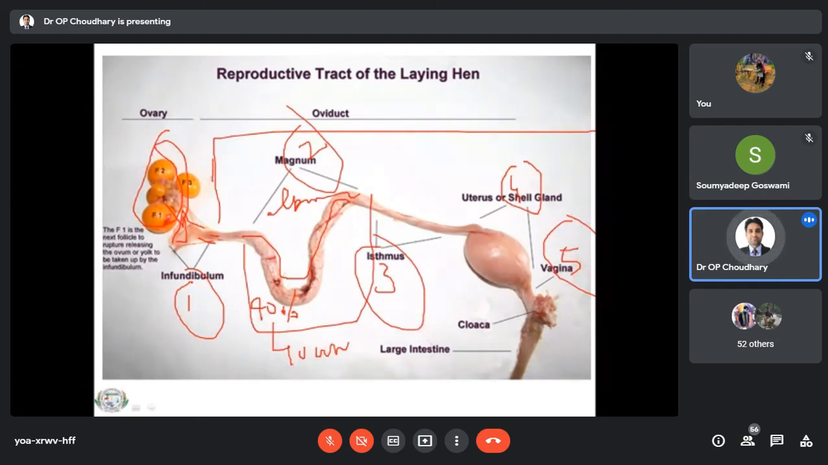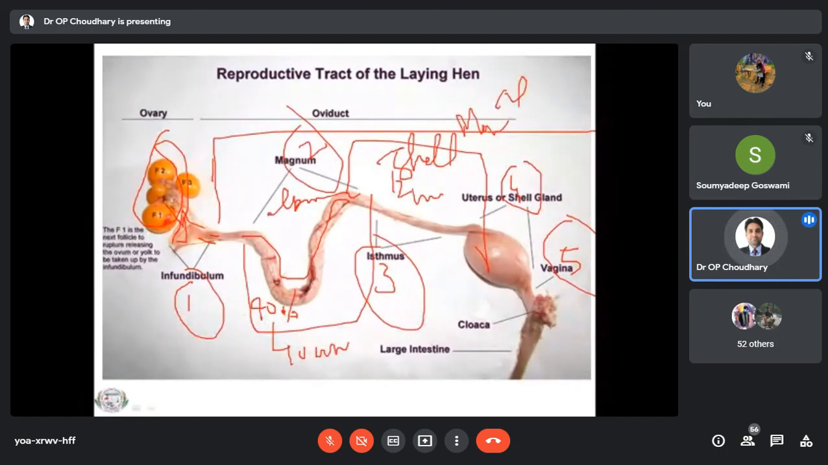Then the third part is the isthmus, and it is 12 centimeter long. This connects the magnum and the uterus, and it also secretes some part of the albumin along with the shell membrane. Okay, so the important thing is that it secretes the shell membrane along with the albumin.